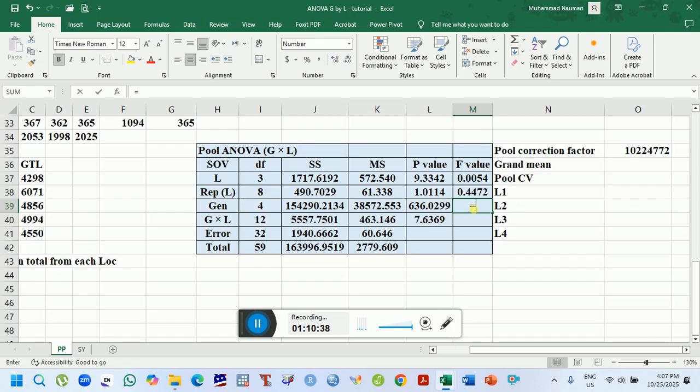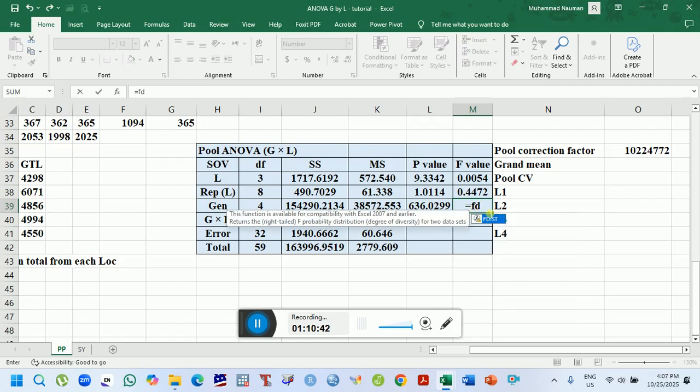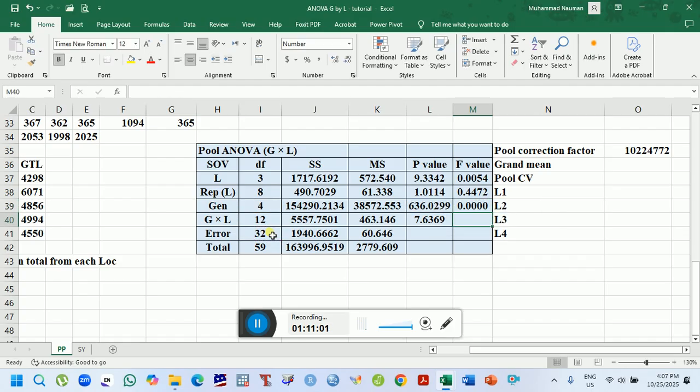Genotype is equal to F.DIST.RT. Make the selection from the p-value of genotype. Now select the genotype degree of freedom, comma, and now the error degree of freedom. It is absolutely significant, or highly significant, in this case.